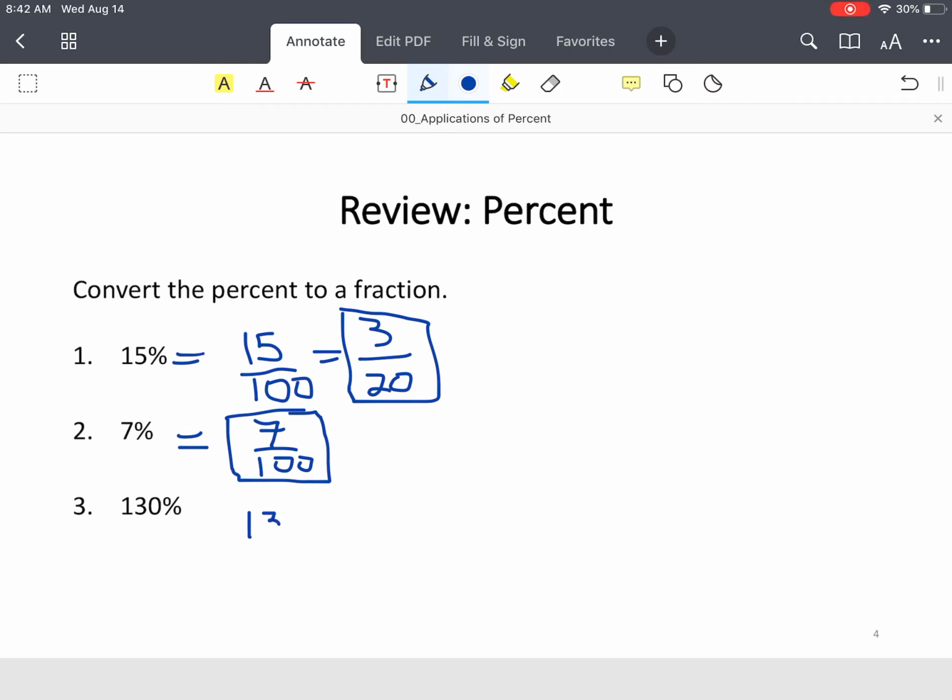130%, that's 130 out of 100, which is 13 over 10. Now, that's an improper fraction, which simply means that the numerator is larger than your denominator, all right? But depending on if you're using technology, you can end up with an answer that says 1 3/10. But typically, if they say they want a fraction, they're talking improper or proper fractions, no mixed numbers.